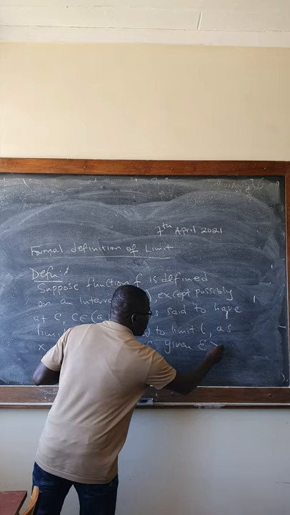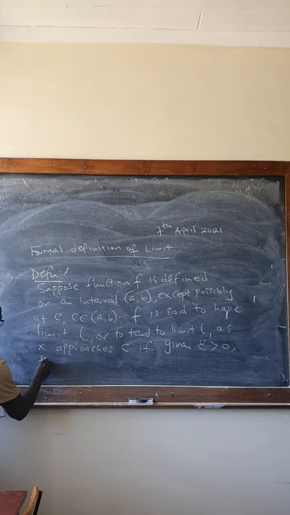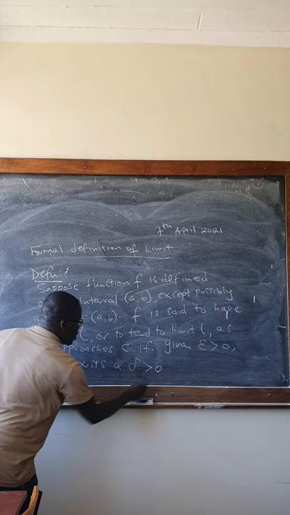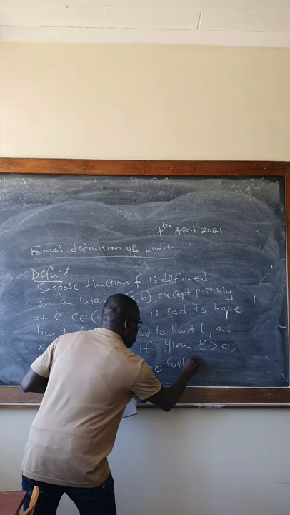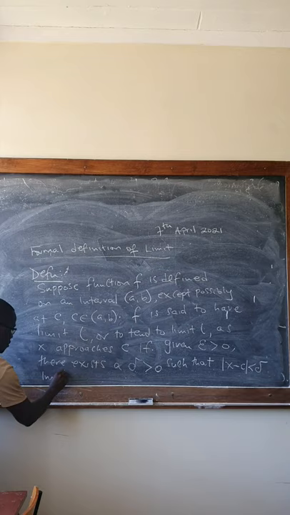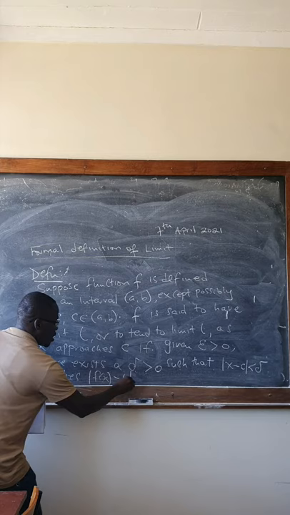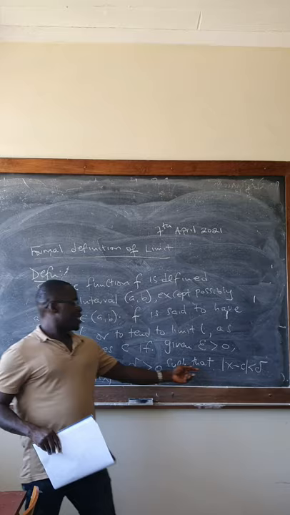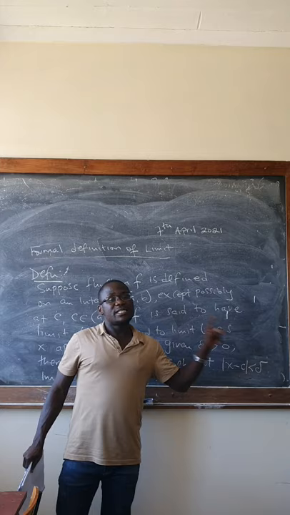given a number epsilon greater than zero, there exists a delta greater than zero such that absolute of x minus c less than delta implies absolute of f of x minus L is less than epsilon. And by the way, when you say x minus c less than delta, because delta is some small number greater than zero, it means that x is approaching c.